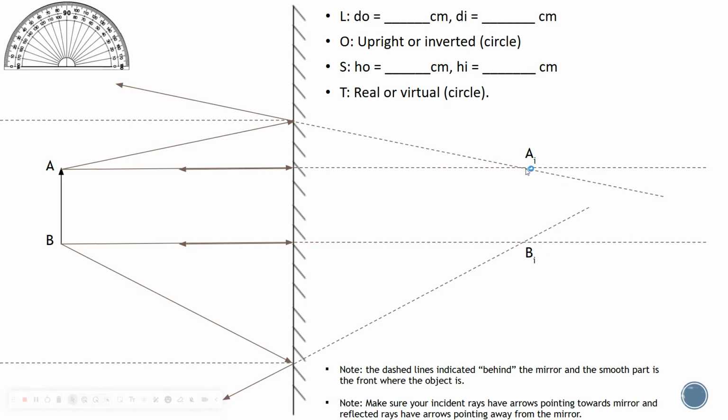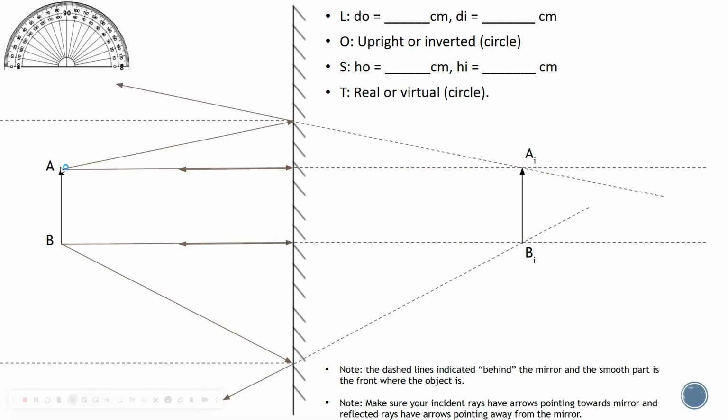And now you've found A and B, and you can connect the dots. A was the arrowhead, so that stays as the arrowhead, and B was the base of the arrow, so that stays as the base of the arrow. And so now you found your image, and you can describe it.